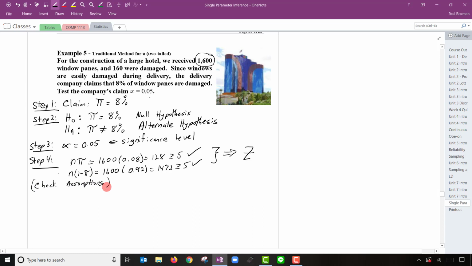If you're trying to annotate what the steps are. Step 1 is write down the claim. Step 2 is set up your alternate and null hypotheses. Step 3 is set the significance level. It's generally given. Step 4 is check your assumptions. Step 5, we finally get to start doing some real math. We calculate the test statistic.